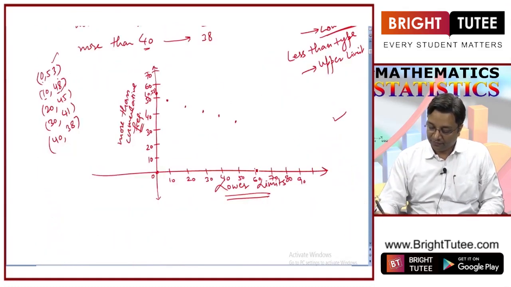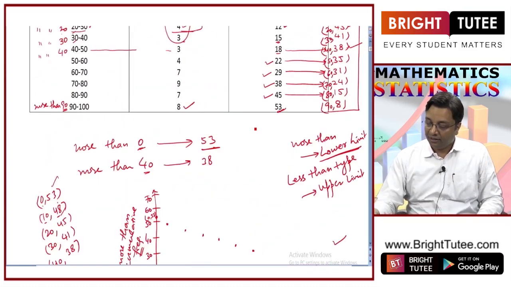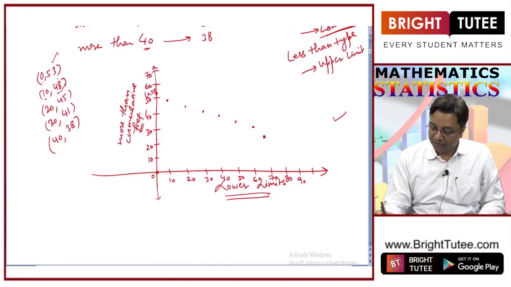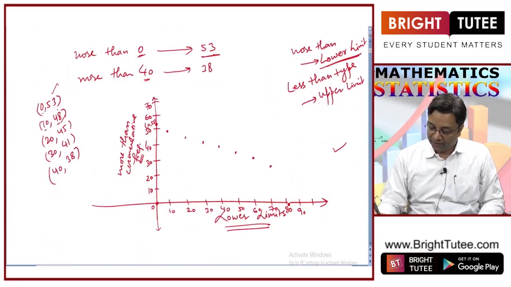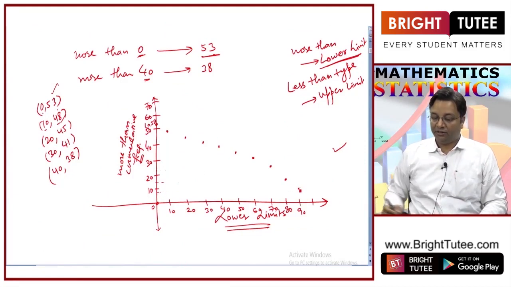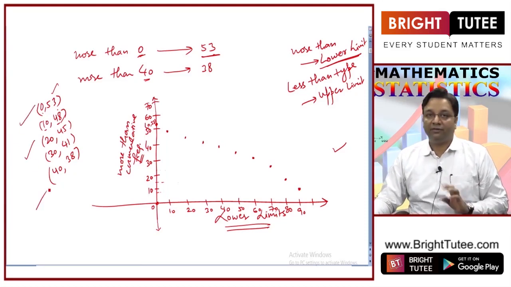60, 31, 60, and this is, let us say, 31. 70, 24, 70, and somewhere here is 24. So, this is 70, 24. 80, 15, 80, and 15 will be here. So, this is 80, 15 for us. 98. So, 90 and 8 will be, let us say, here. So, these are the coordinates that I obtained for more than type cumulative frequency distribution.